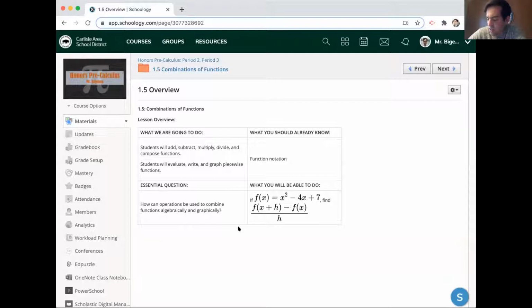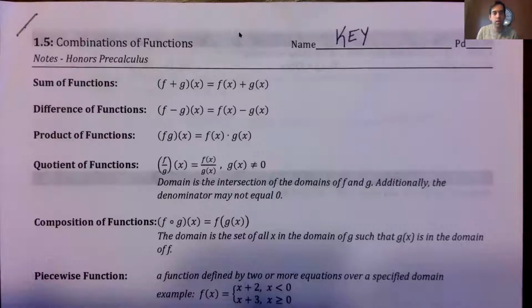Now, some of this is going to come naturally to you, but other parts of the lesson today will be new. So make sure you are keeping track of everything. All right, I'm going to pause and switch over to notes. All right, so here are our notes.